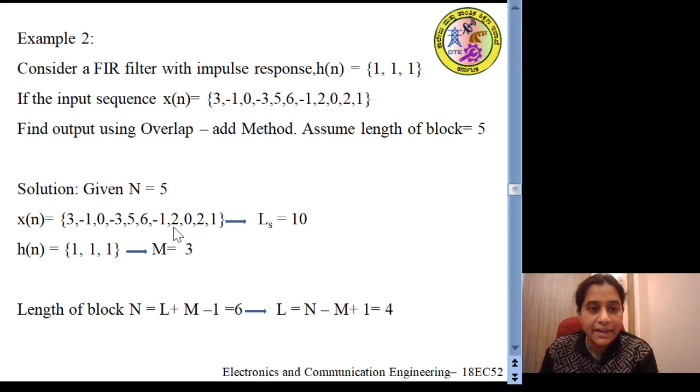Let us find the linear filtering here. The given x of n is 3, minus 1, 0, minus 3, 5, 6, minus 1, 2, 0, 2 and 1. There are 10 samples, so the length of the given input is Ls, which is 10. Similarly, the given h of n is 1, 1, 1, so there are 3 samples and the value of m is 3. Sorry, they have given the length of block as 6, so we have to consider the value of n as 6. With m equal to 3, the value of L can be obtained as n minus m plus 1, which is 6 minus 3 plus 1, equal to 4.